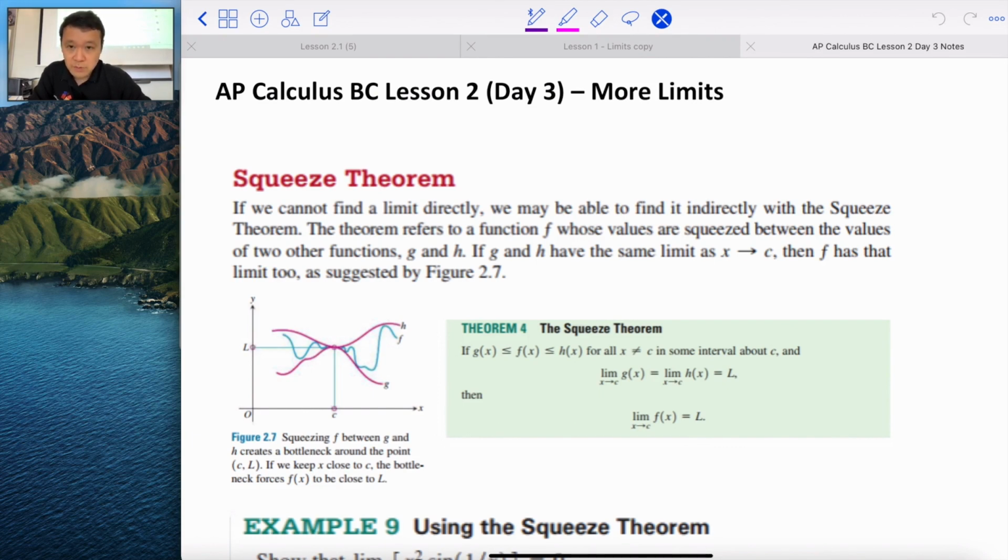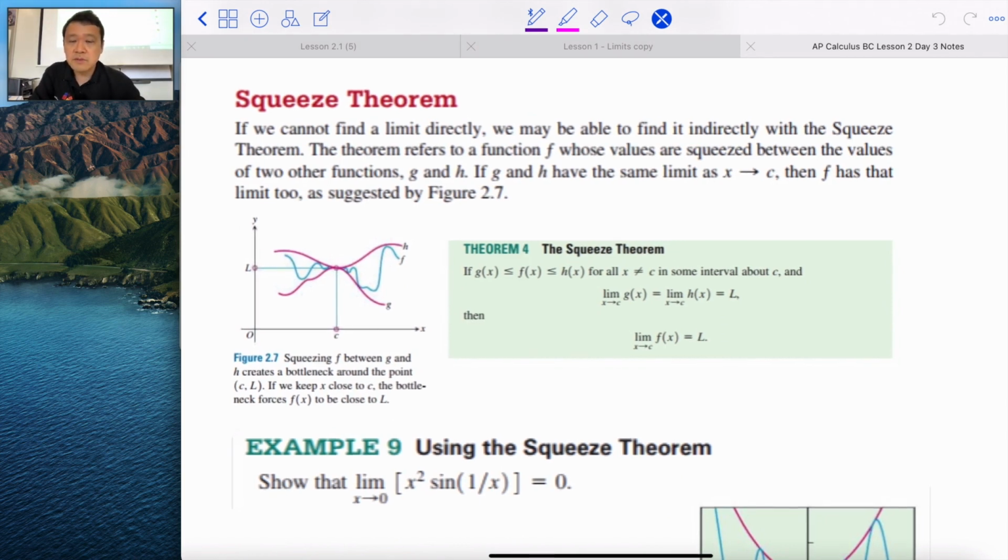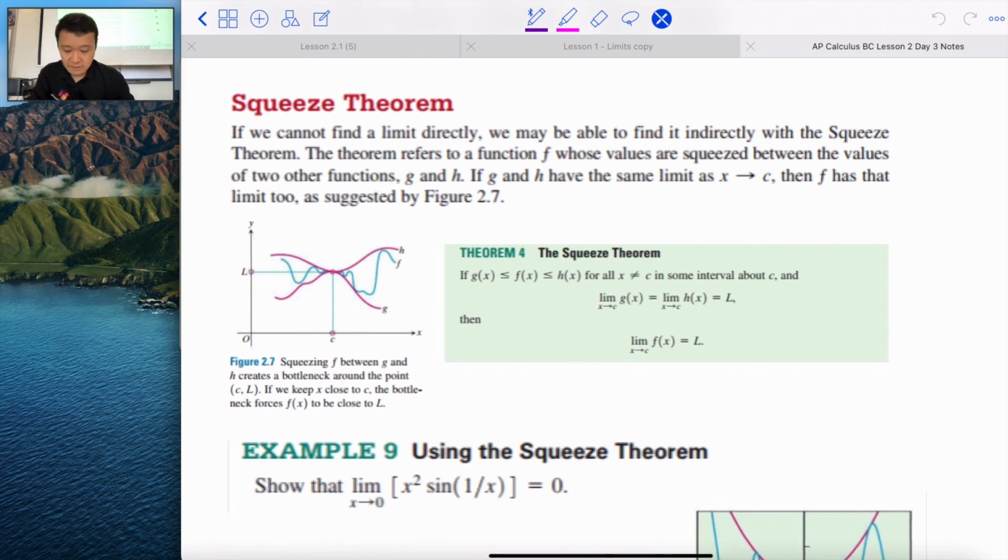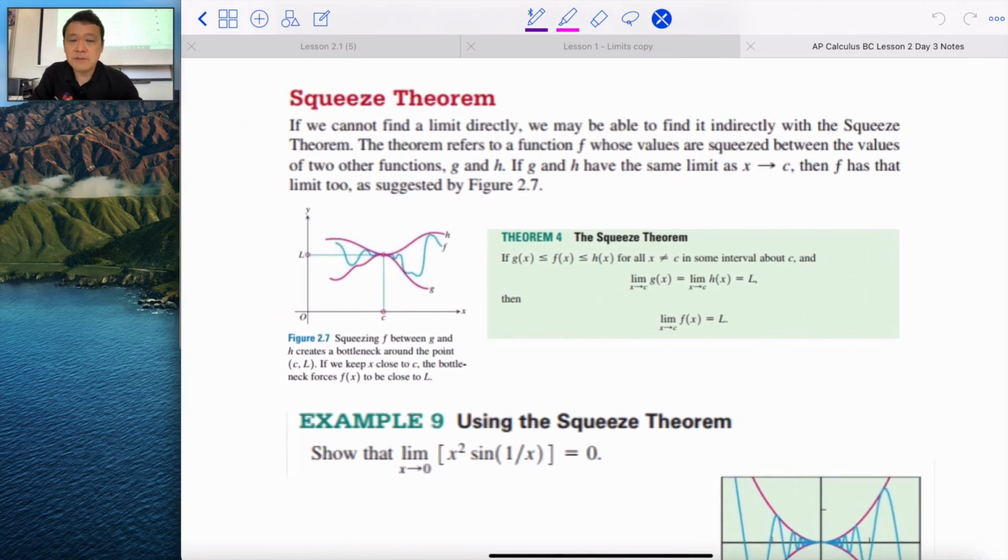In this lesson, we will look at three main objectives. The first is to revisit what's called the Squeeze Theorem. The second objective is to deal with limits involving infinity, whether you're evaluating the limits as x approaches infinity or negative infinity, or perhaps the limit itself ends up as positive or negative infinity.